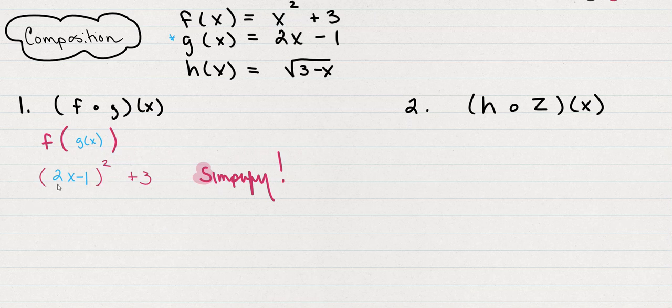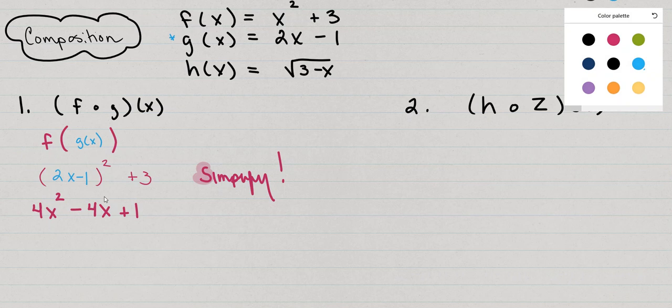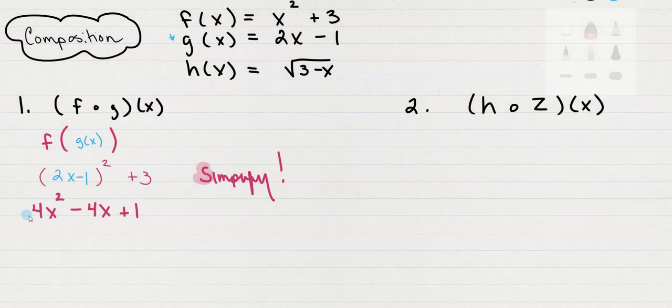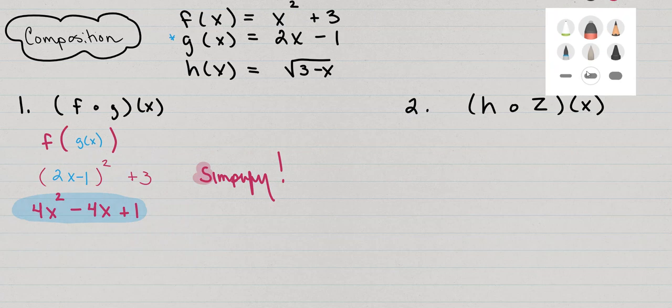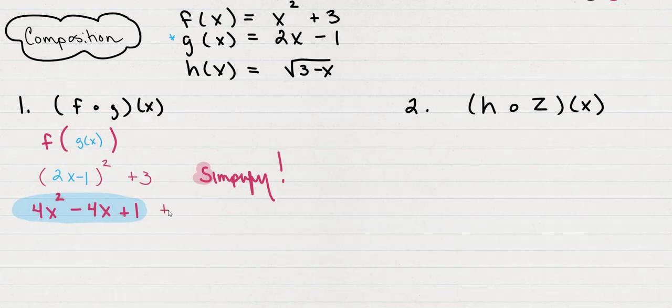So I'm going to use this pattern and say that (2x) squared is 4x squared. 2x times negative 1 is negative 2x, and if I double that, I get negative 4x. Negative 1 times negative 1 is positive 1. I should have kept that all color-coded. Let me highlight it blue so that we keep this as our (2x minus 1) squared. And then outside of that, I'm going to carry down that plus 3. So we have 4x squared minus 4x plus 1 plus 3.